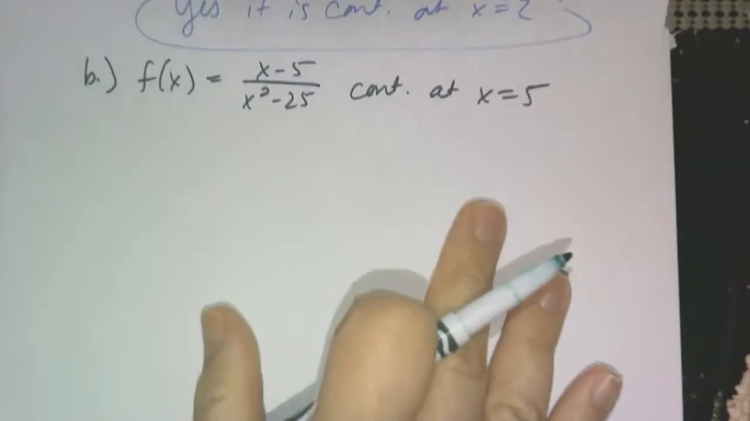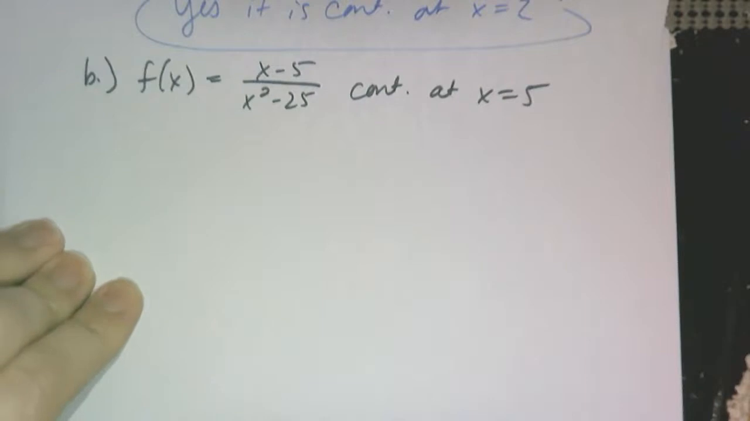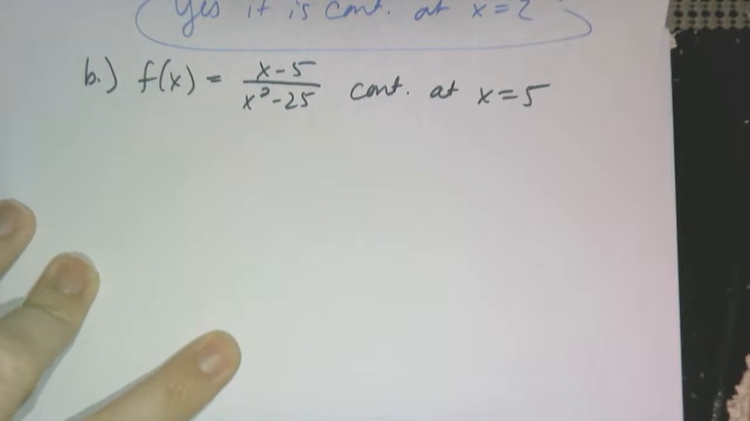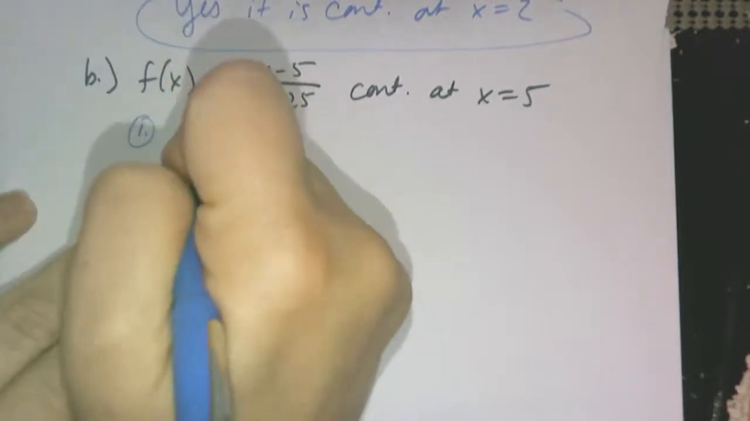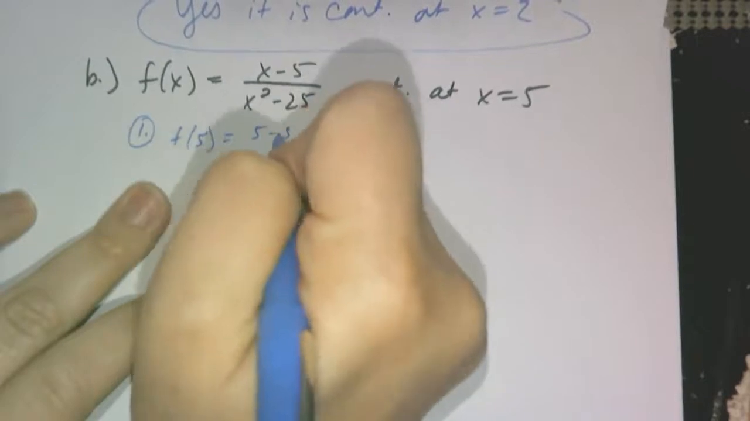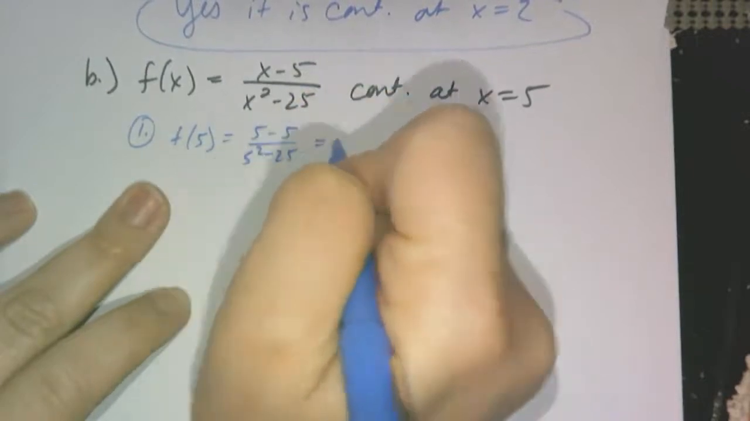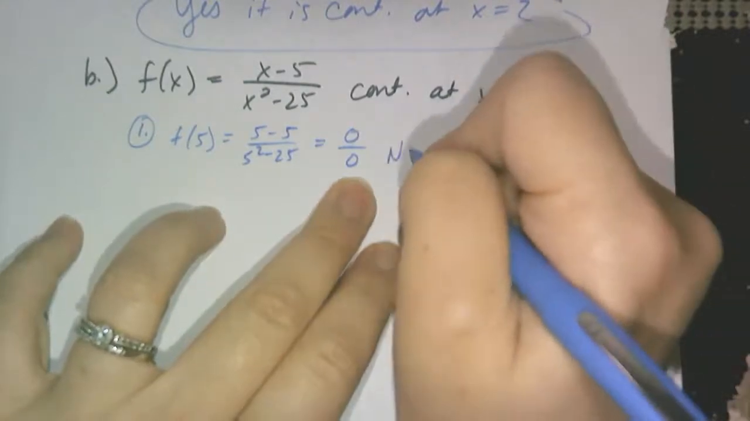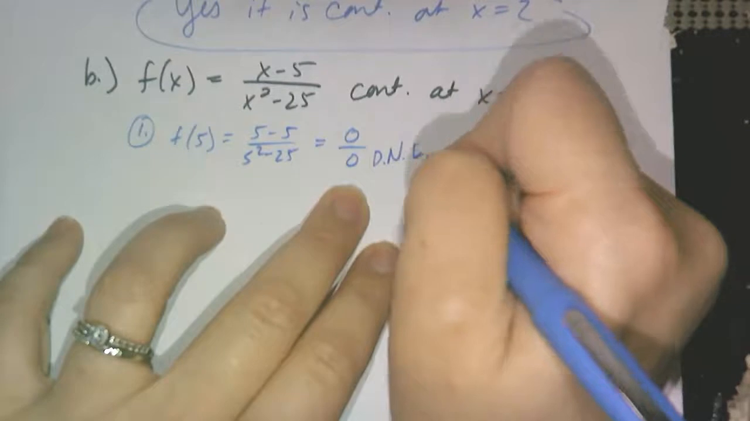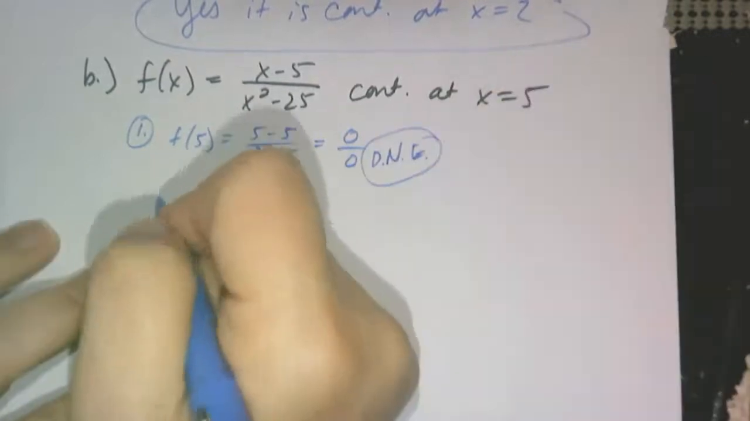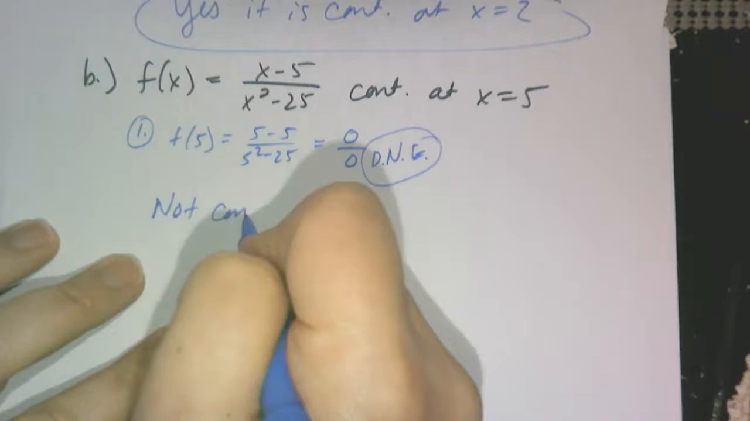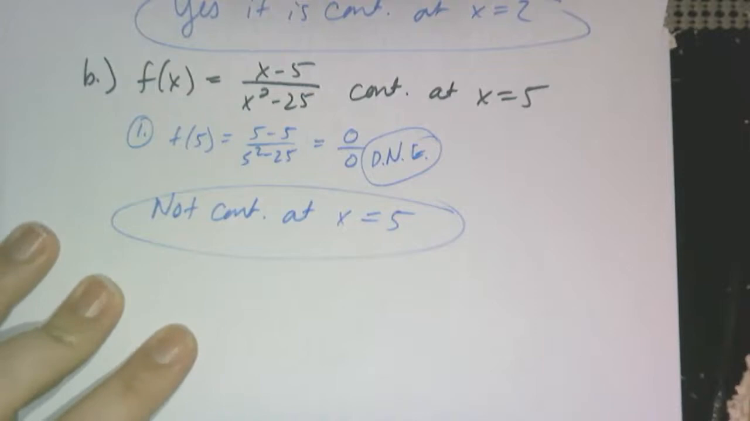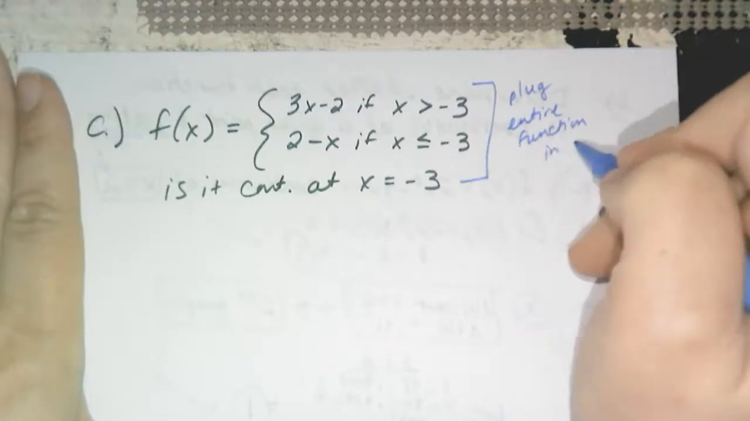Function is x minus 5 over x squared minus 25. Is it continuous at x equals 5? What is the first thing that we have to do? Plug it in. So f of 5 equals 5 minus 5 over 5 squared minus 25. Is 0 over 0 a real number? Does that exist? No. We say DNE. DNE means does not exist. Then your answer is: not continuous at x equals 5. Done. Boom.